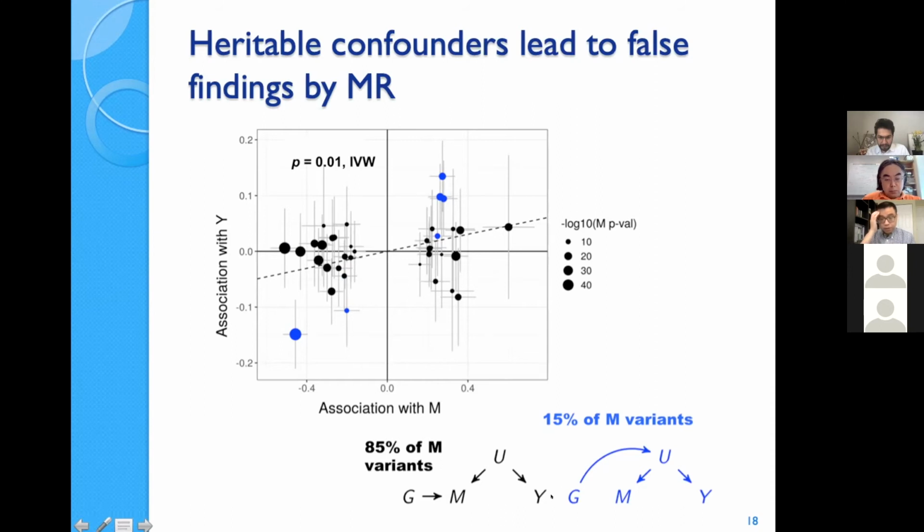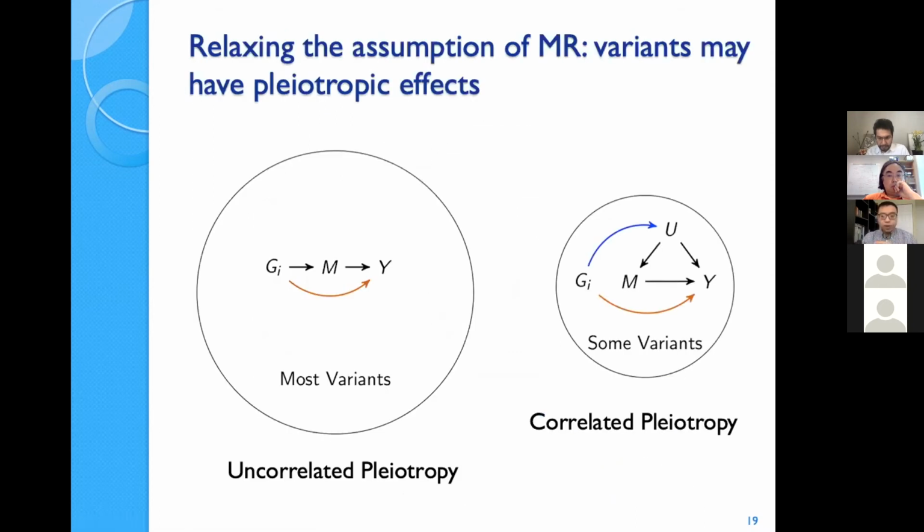So that's the situation. Then we can do some simulation under this model to simulate the effects of variants on M and Y. For the black ones, the variants coming from the first model, you see there's no correlation, as you expect. But for the blue ones, because the variant acts on U and U affects both M and Y, you see a correlation. The challenge is you don't know which variants affect U or not because U is unobserved. So if you fit a standard MR model, you will see a good correlation, with p-value 0.01. So that leads to false positives by MR.